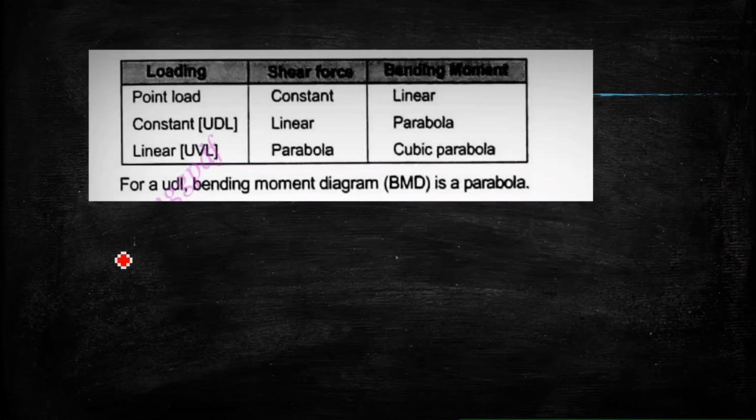Next, we can see that in case of a point load, the shear force is constant and bending moment is linear. When the loading is constant, shear force is linear and bending moment is parabola, that is uniformly distributed load. In case of uniformly varying load, the shear force is parabola and bending moment is cubic parabola.